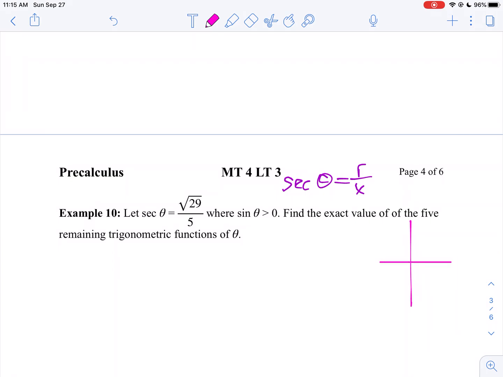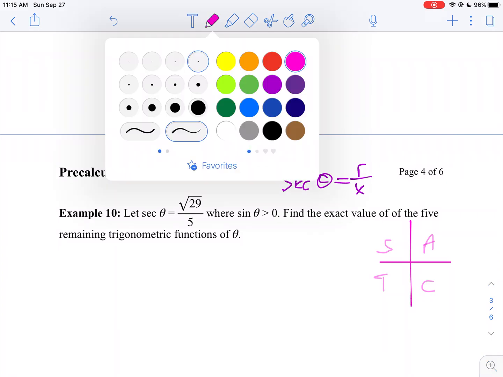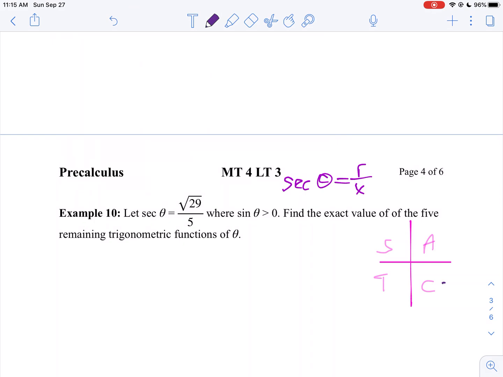So remember, all science teachers are crazy. If we take a look here at the first one, secant is positive. Secant is a reciprocal of cosine. We know cosine is positive in the fourth quadrant and the first quadrant. They told us that sine is positive. So that means sine is positive in the first quadrant and in the second quadrant. The one where both occur, that's where your answer is.